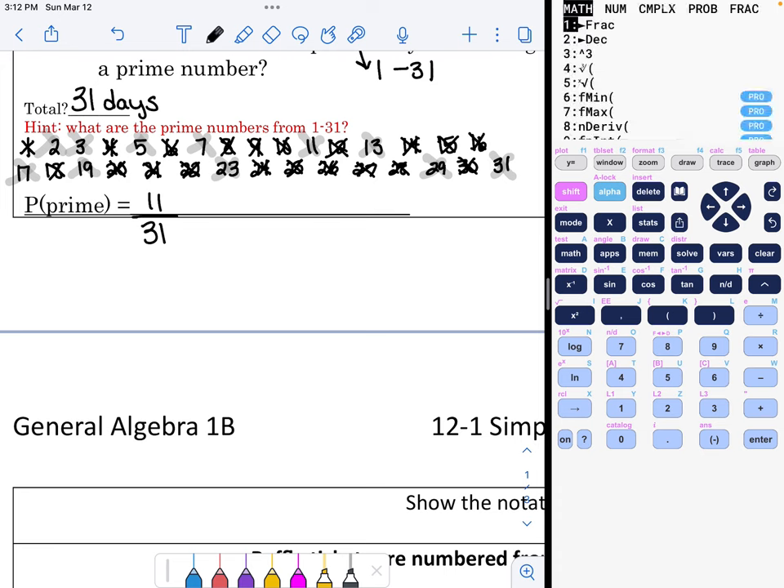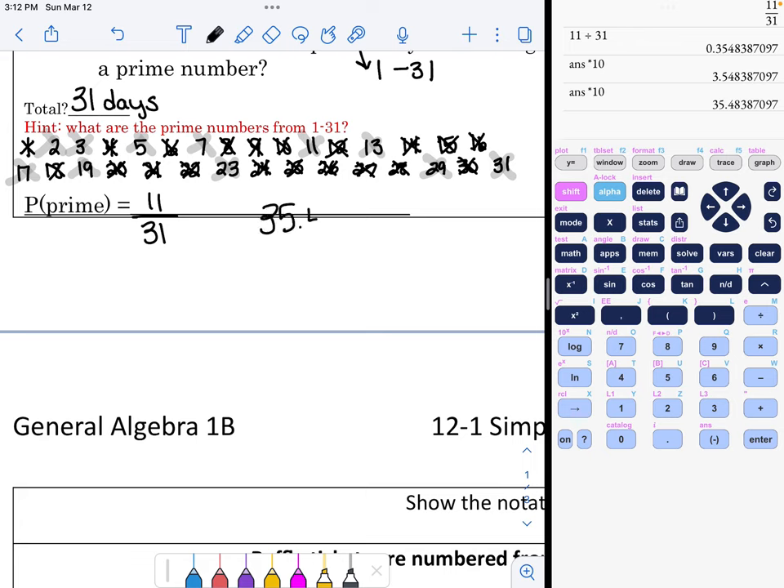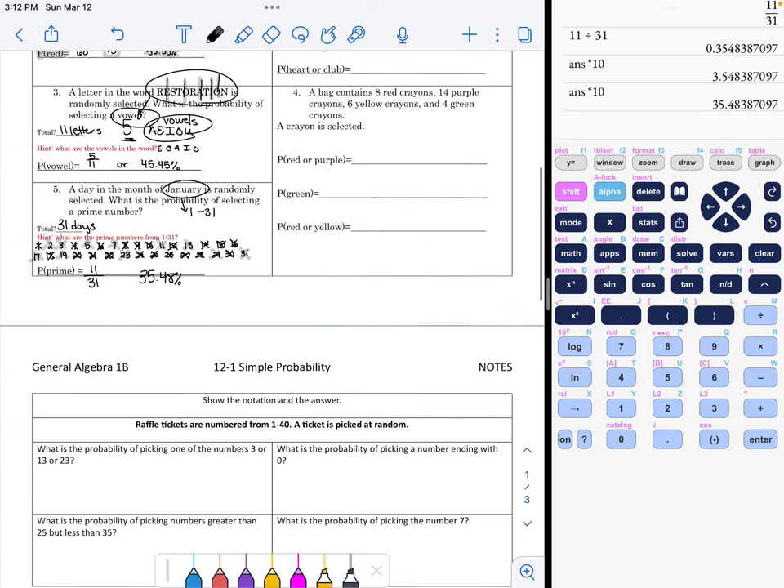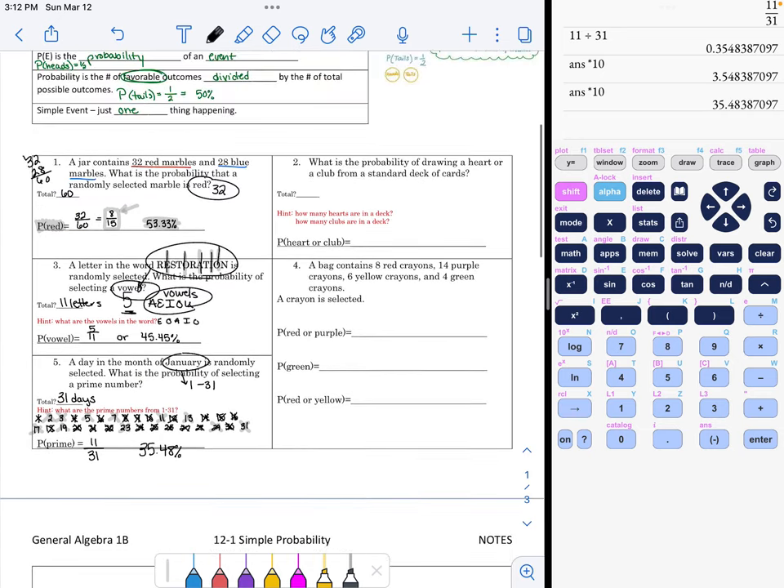So if you hit math, enter, enter, notice you get the same thing. If you did want to practice making it a percentage, you divide it and multiply by 100. So you get 35.48% if you were to pick a random day in the month of January and see if it was prime or not. Like maybe my mom's birthday, which is the 26th. So that would not be part of my probability.